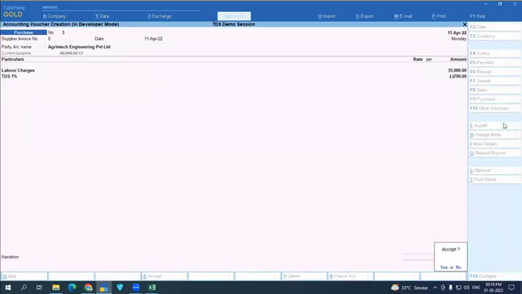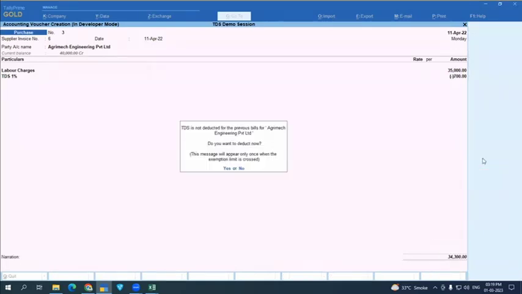Now, a very important thing here. If I press yes, accept, please check what happens. This is the magic of Tally. Tally is showing one pop-up message: TDS is not deducted for the previous bills for this XYZ party. Do you want to deduct now?